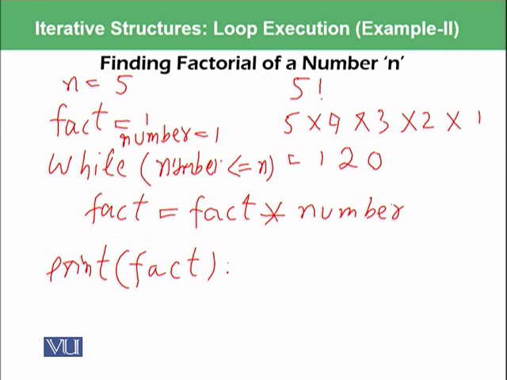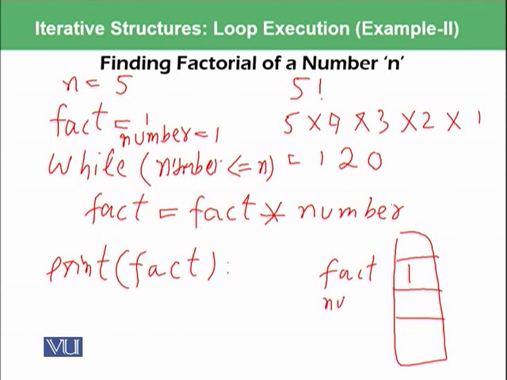Initially we have fact as 1, so we have a RAM in which we have fact as 1 and number as 1, and we are saying that number is less than equal to n, which means 1 is less than equal to 5. So condition is true. What it is doing: fact multiplied by number, 1 multiplied by 1, and that 1 is again going to be stored in fact. That's fine.